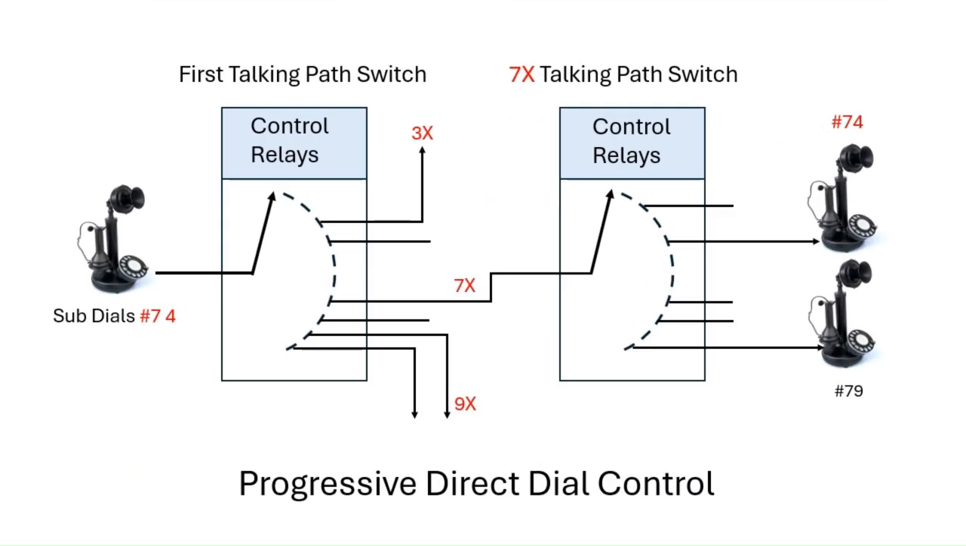Illustrated is a basic two-digit exchange. There are two talking path switches, with many not shown. The subscriber on the left will initiate a call to subscriber 74. The switch has built-in relays to grant dial tone, count the dial pulses, and control the stepping action.